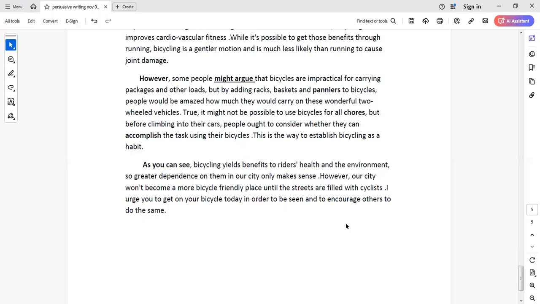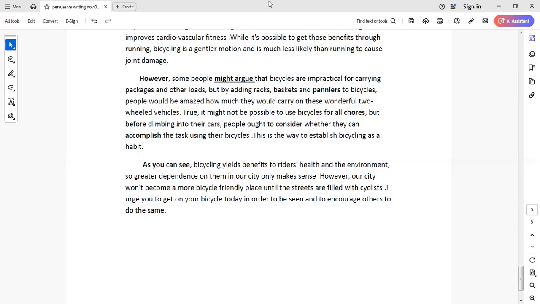You say, as you can see, bicycling yields benefits to riders' health and the environment. So greater dependence on them in our city only makes sense. However, our city won't become a more bicycle-friendly place until the streets are filled with cyclists. And then you come to what we call the call to action. I urge you to get on your bicycle today in order to be seen and to encourage others to do the same.